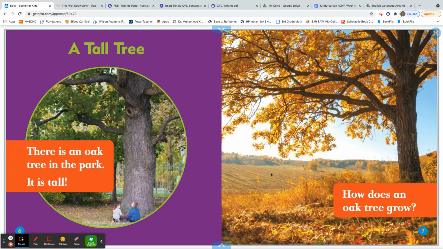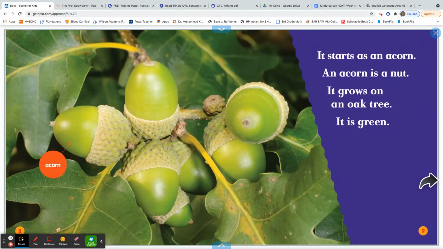Boys and girls, look at that photograph. Do you think that's winter, spring, summer, or fall? I hope you said fall because the leaves are changing colors and falling down on the ground. We do know a lot about seasons.